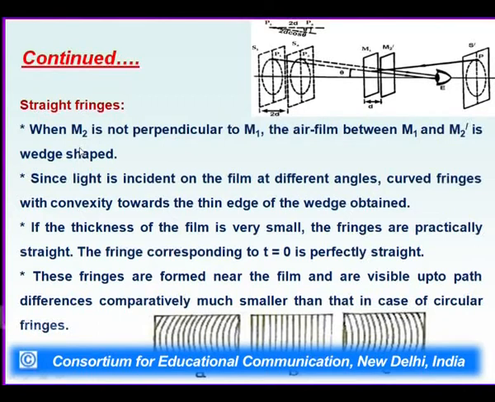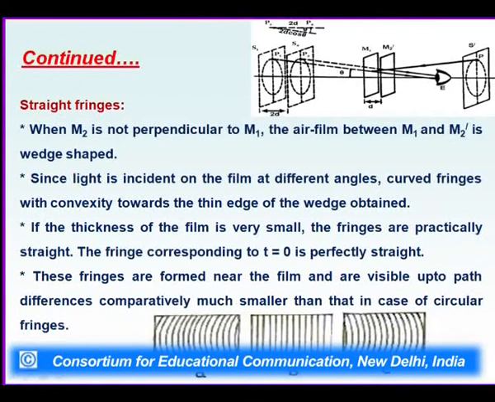In the circular fringes we discussed that mirror M2 is perpendicular to M1 and the image of M2 is parallel to the mirror M1, but in this case these are not parallel. It means the air film between M1 and M2 dash is wedge shaped. Since the light is incident on the film at different angles, curved fringes with convexity towards the thin edge of the wedge are obtained.